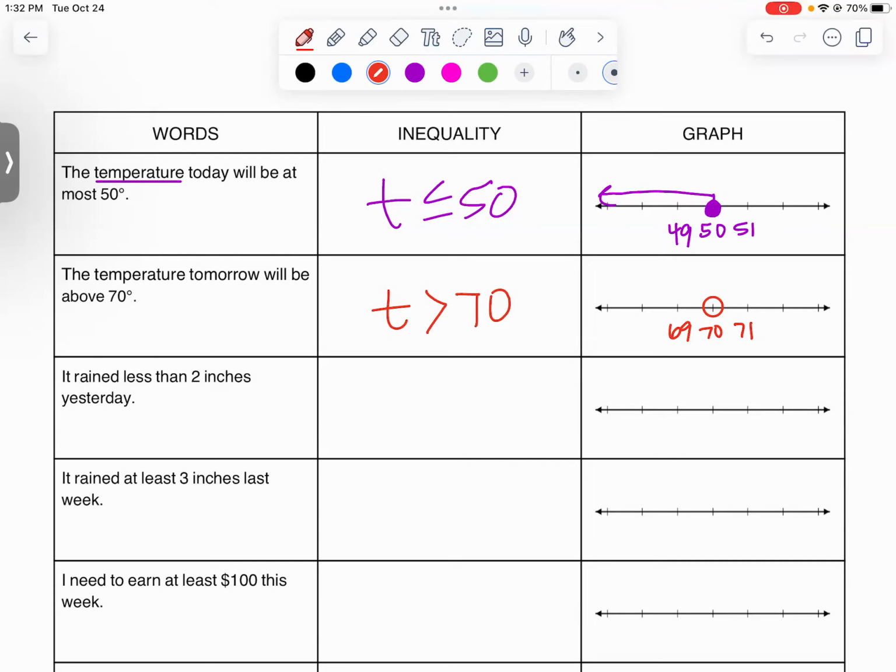We have an open circle. Sophia, why is there an open circle? Because there's no line underneath, and since we're greater than 70, we're going to go to numbers bigger than 70. We're going to go to the right.